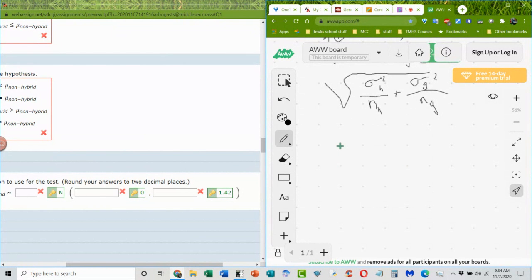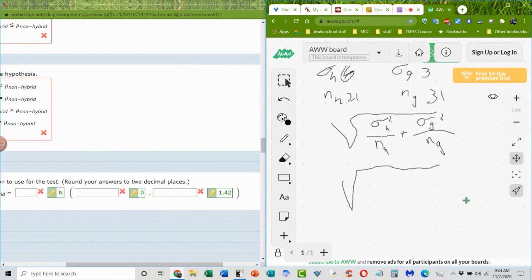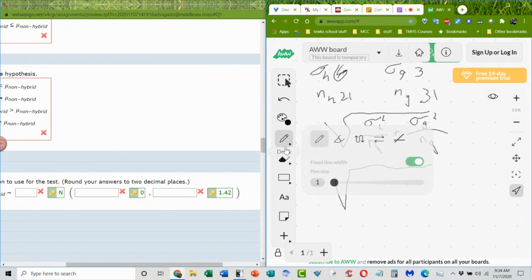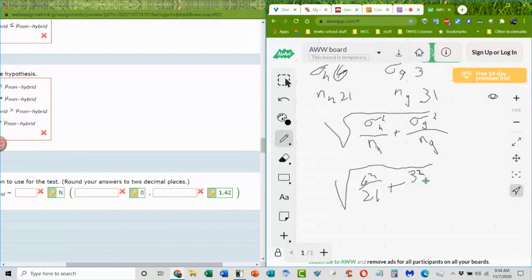Try it again. So I have the square root, of course, I need those numbers squared over plus 3 squared over 31.